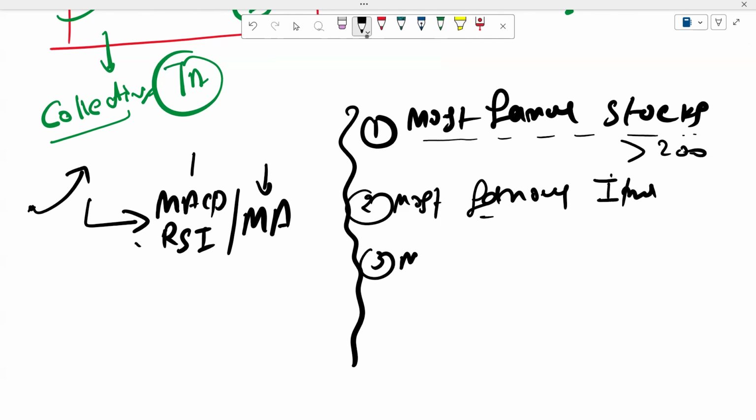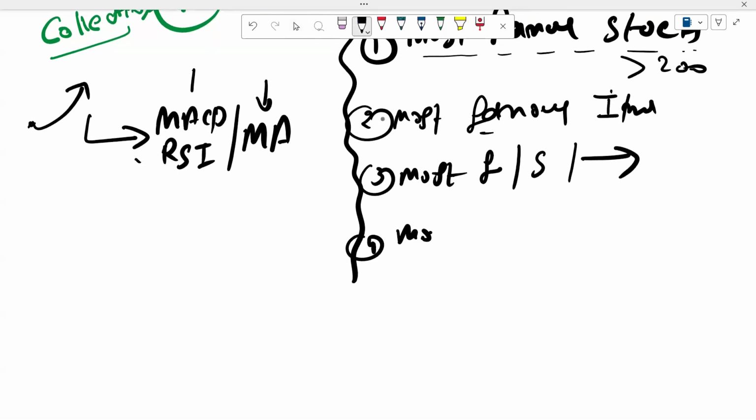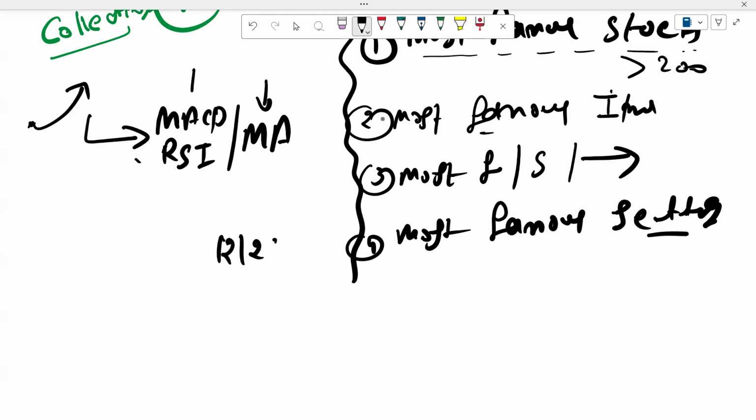And most famous strategy of those indicators, I'll tell you, and most famous settings of those indicators. Most famous setting means we'll use 12, 26, and 9. This is the most famous setting of MACD. So we'll not change it. Do not try to change it. We'll be with the famous one.